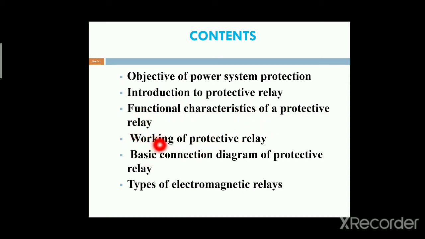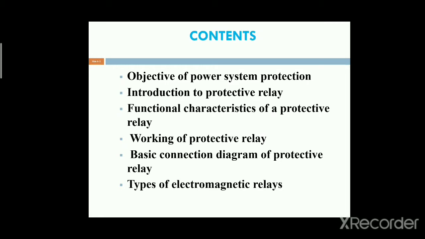Next, coming to the next one, that is the working of a protective relay. How the protective relay will be operated, how the protective relay identifies the faulty condition, and how it will give the indication to the circuit breaker. That will all be explained in the working of a protective relay.